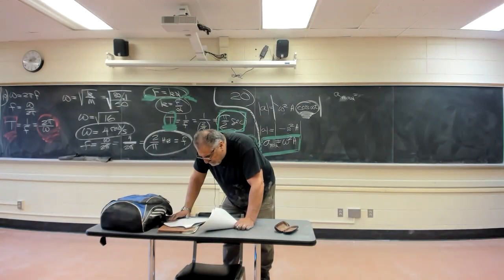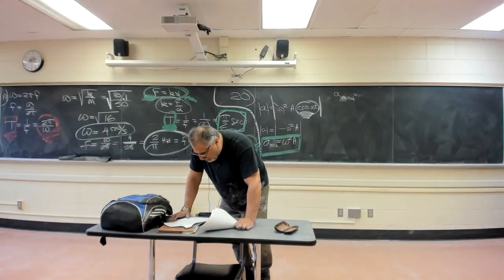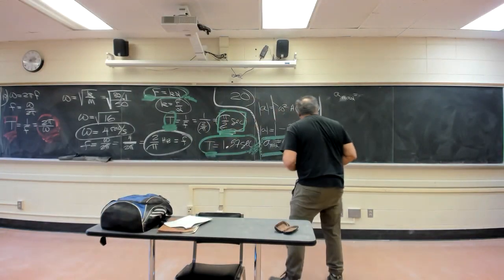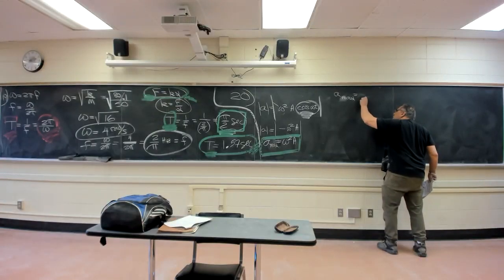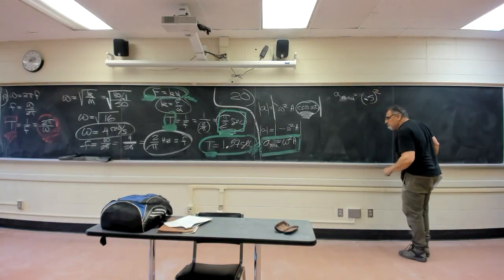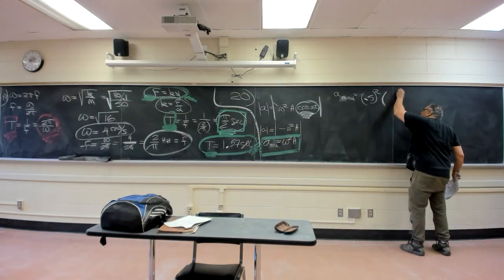So the ball is hung from a vertical spring and it oscillates in simple harmonic motion. They gave you the angular frequency, so the angular frequency is 0.5. Those units are fine. We're going to square that. The amplitude is 5 meters.